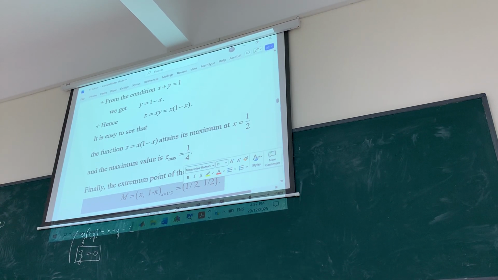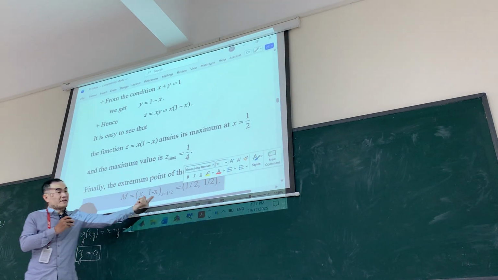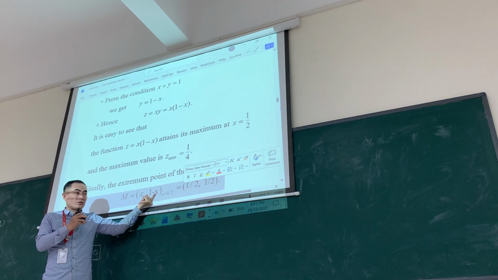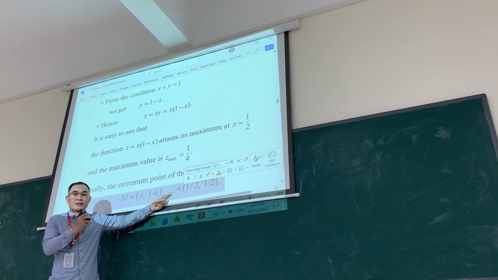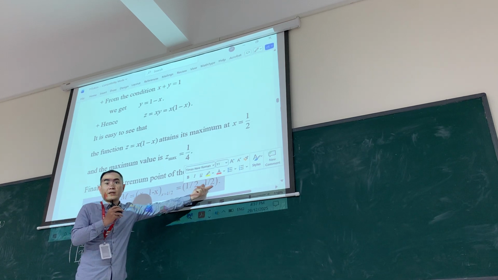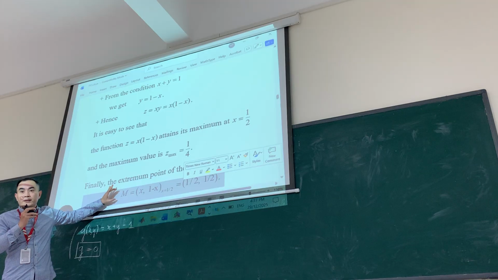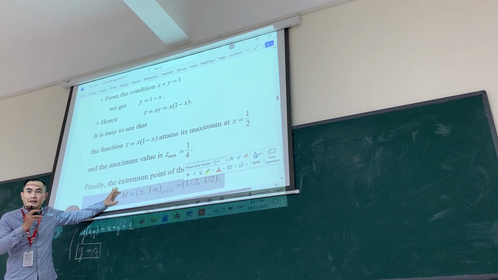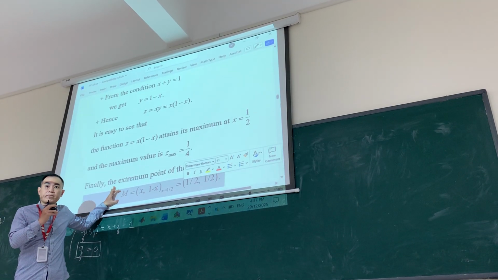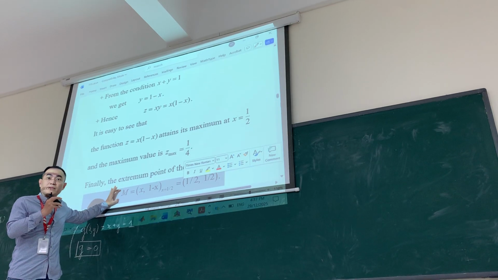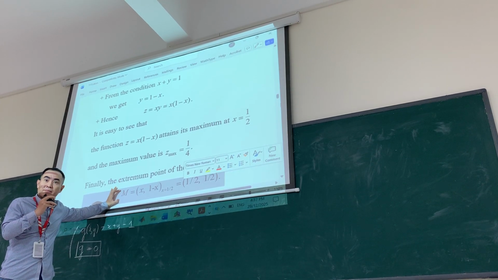Okay? We can replace in the function y. When we replace n equals 1/2, we obtain 1/2, 1/2. This point here is on the curve 18. This point is not valid. Okay?